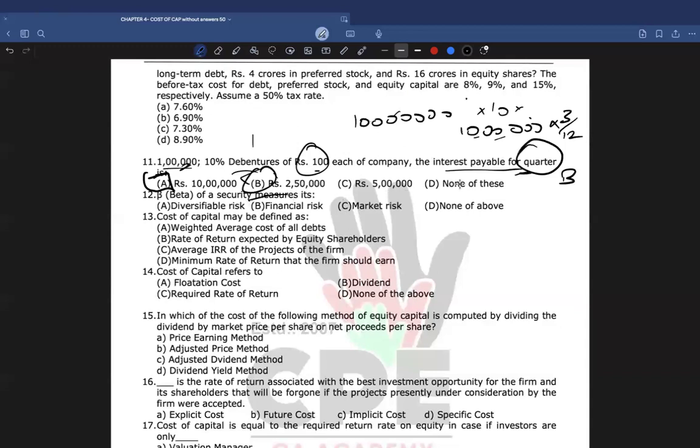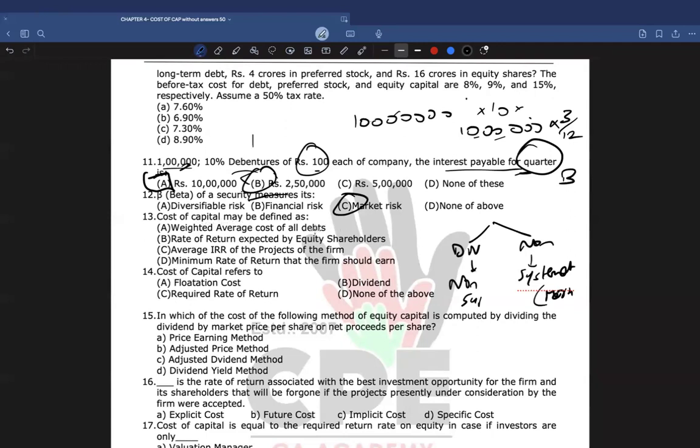Beta measures, so we assumed two types of risk, diversifiable and non-diversifiable. Diversifiable is supposed to be non-systematic risk, and non-diversifiable is supposed to be systematic risk. So this is market risk. Market risk is something which is non-diversifiable. So beta measures market risk. So C, which is not diversifiable.